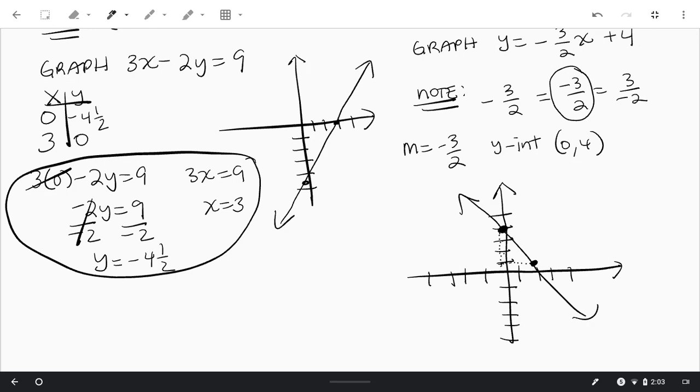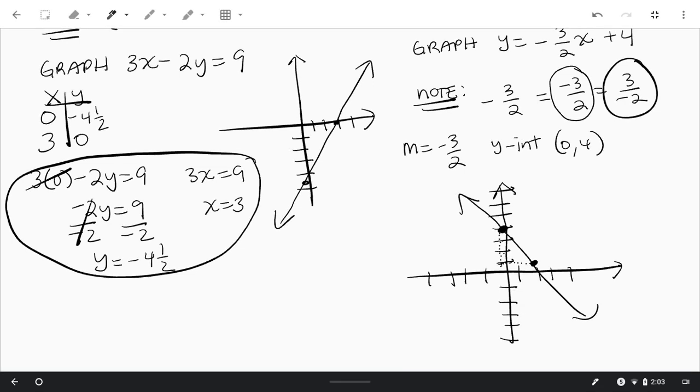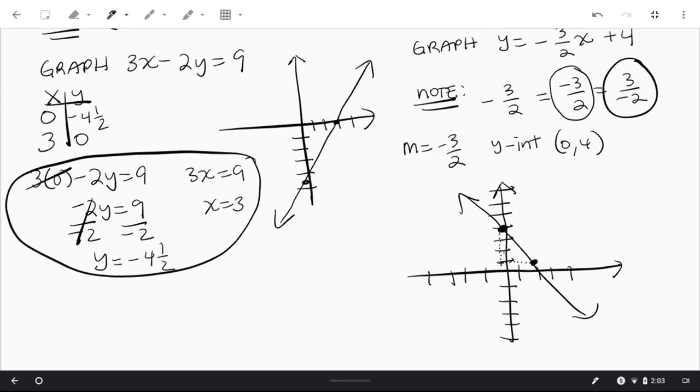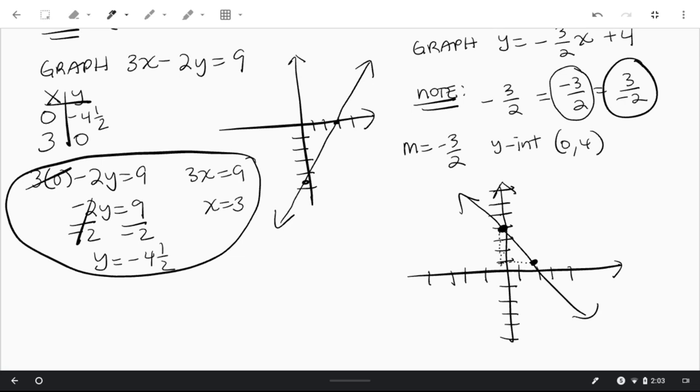Now, had you chosen 3 over -2, you still would have gotten the same line. However, you would have gotten a different second point. So let's take a look on the same line. If you chose a rise of +3, then from your intercept, you would go up 3. 1, 2, 3. And then you would have to go back 2, instead of to the right. 1, 2.